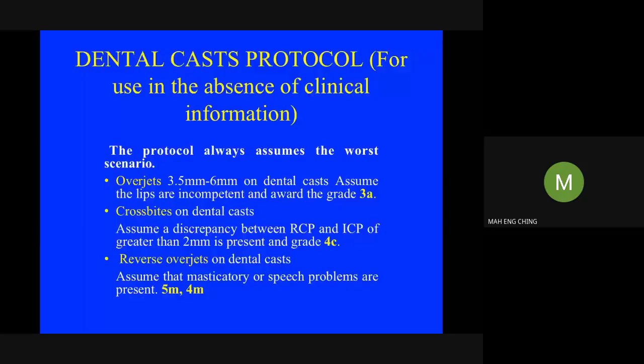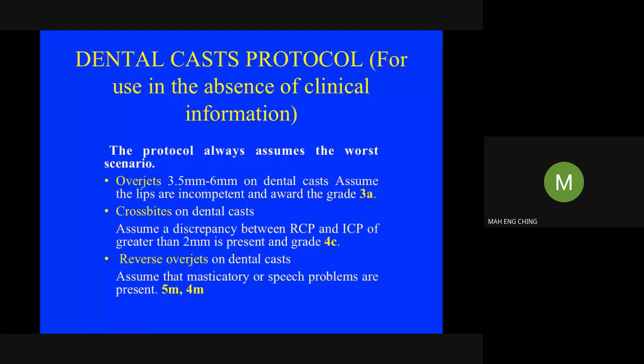For crossbite on the dental cast, you cannot check whether there is a displacement or discrepancy between the ICP and the RCP, because you cannot ask the patient to move the jaw backward or forward. It's based on the cast, so you just assume they have a discrepancy between the ICP and the RCP. It means you have initial contact with displacement. So you give them 4C, if you only have the dental cast without the patient present.